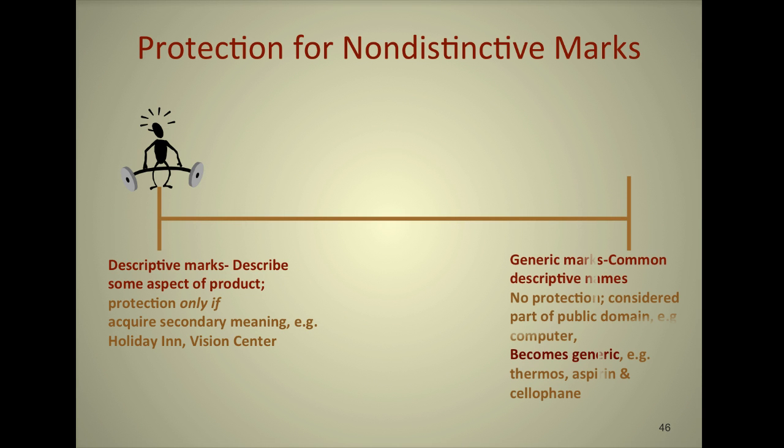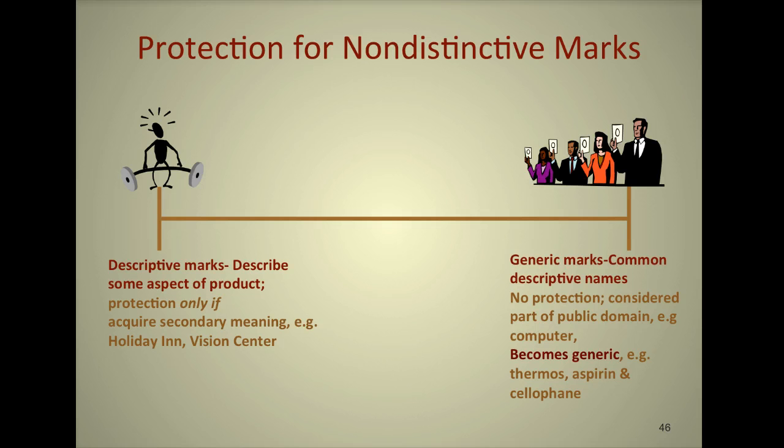And then the generic marks are just descriptive terms that have no protection because they're considered part of the public domain. So if you called your computer manufacturing company "Computer," that's not going to get any protection because that's a common name that's used for computers.